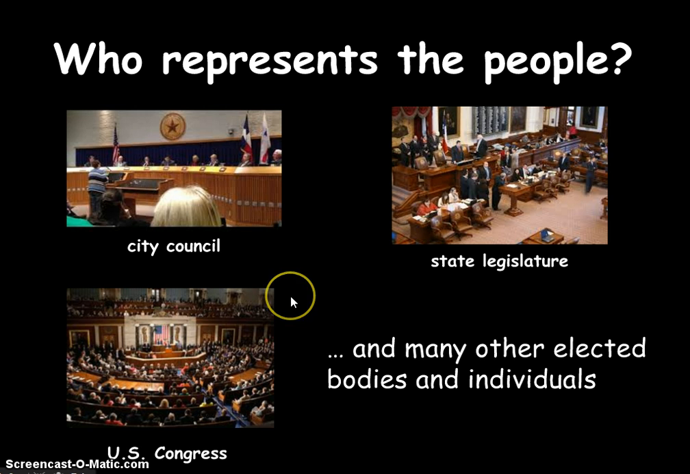But if we could think of popular sovereignty as the car, that's the vehicle that we want the people to have power in the government. Republicanism is the engine that makes that car go. That's how popular sovereignty is realized, by electing representatives to work for the people.